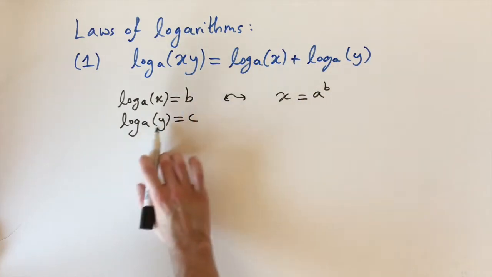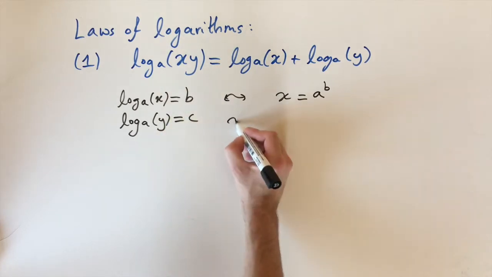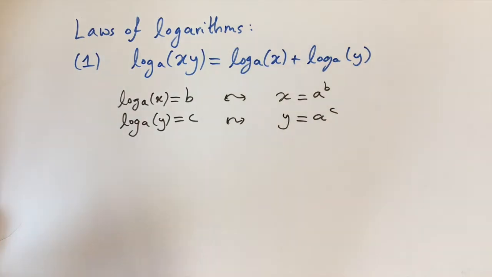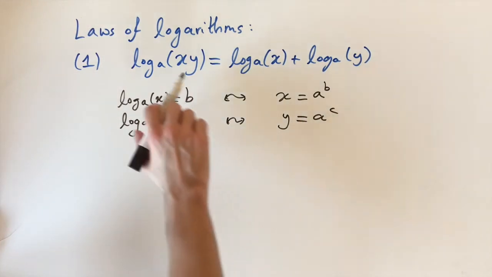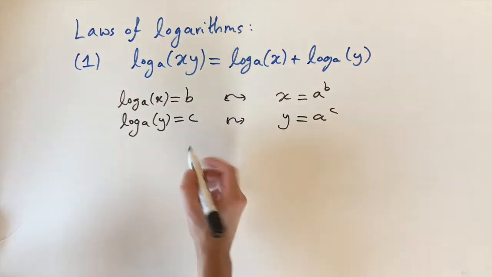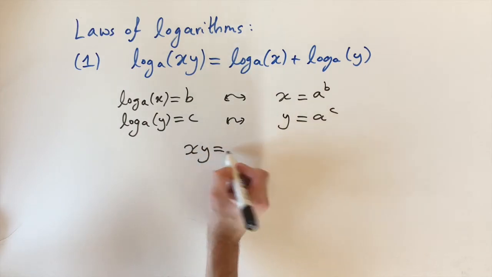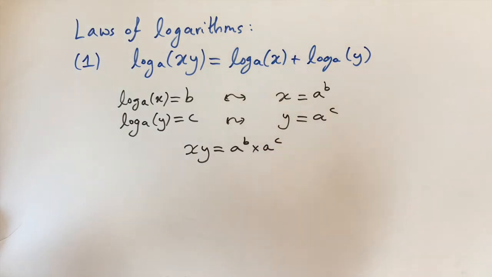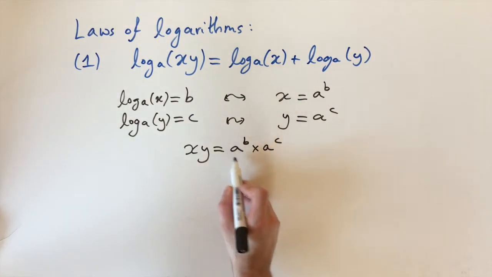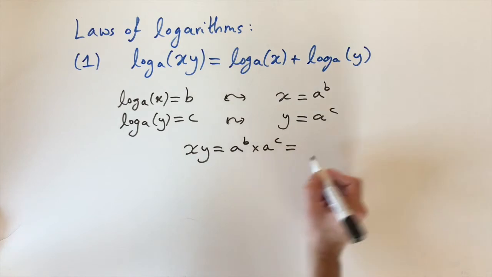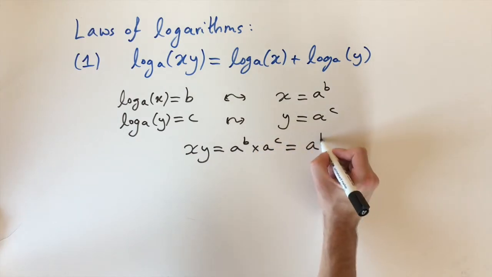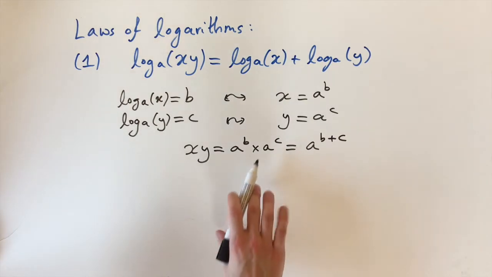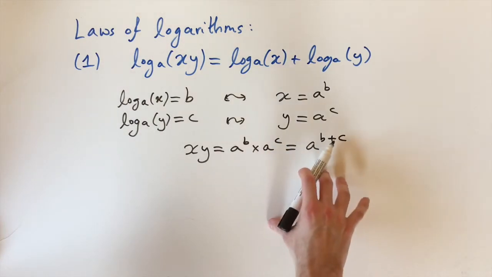And we can have a similar formulation for the bottom equation. So this is the same as y equals a to the power of c. So if you think about multiplying these two numbers, we have an x times y in here. So let's work out what x times y is. x times y is a to the power of b times a to the power of c. And then we have two exponents, they've got the same base, and the laws of indices tell us that we can just add these two numbers. So this is the same as a to the power of b plus c. So maybe now you can see why the multiplication turns into addition here.